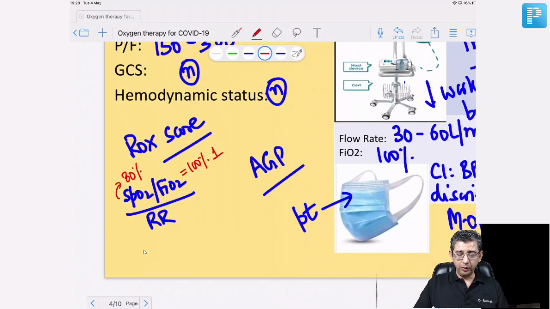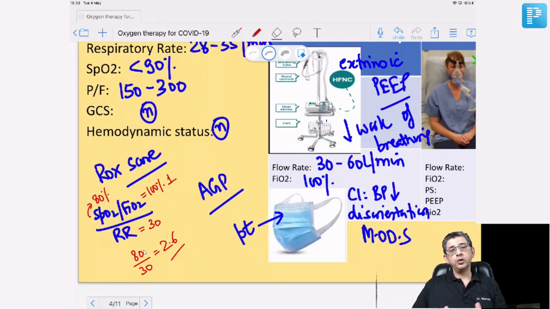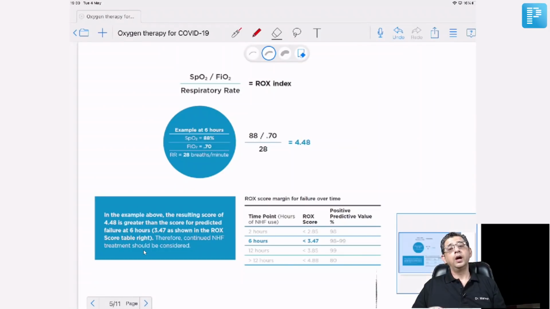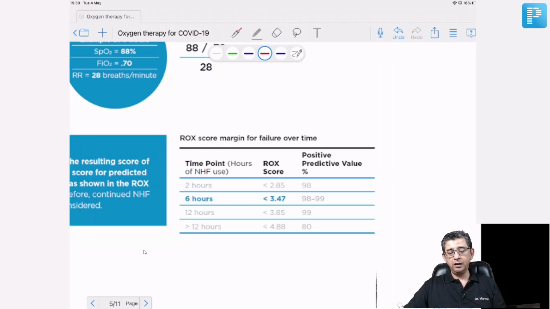And the respiratory rate of the patient, let me say at the moment, is 30. Just for calculation purposes, I'm saying. So all you will do is 80 divided by 30, and you will have a mathematical value of something in the range of about 2.6 or so. And this value has to be calculated multiple times. I shall now be showing you a slide for the ROX score. And why do we calculate the ROX score? As I explained to you, it is to decide whether HFNC is working or is failing over time.